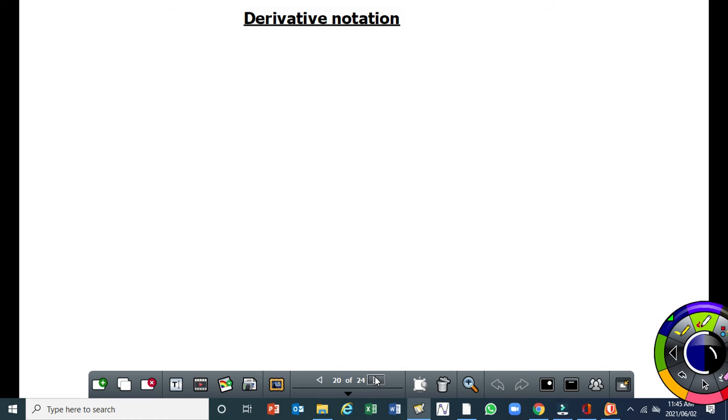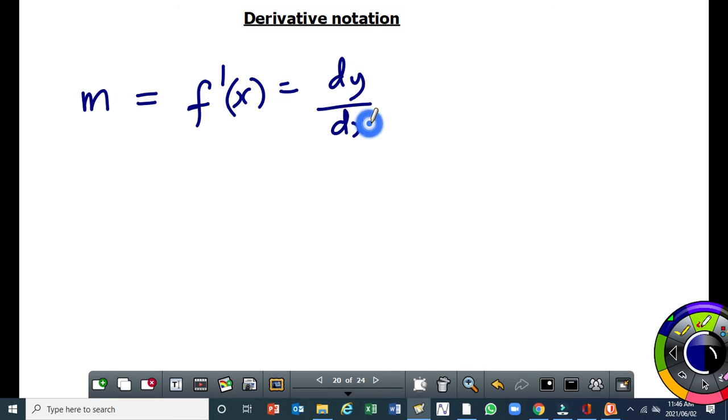Then let me just tell you about the notations used for the derivative. First, let's start with the one that you know, m. M is the notation used for gradient. You have been taught that since grade 9. Now you have been introduced to f prime of x. It's also gradient. But that's for calculus now. Another notation is dy over dx. That's also gradient. You are going to encounter it as well.